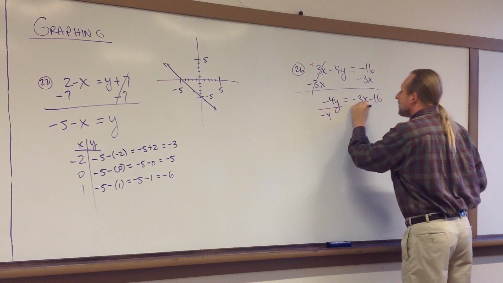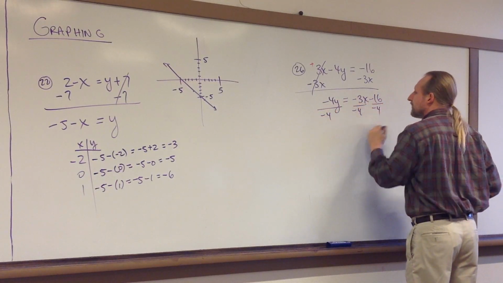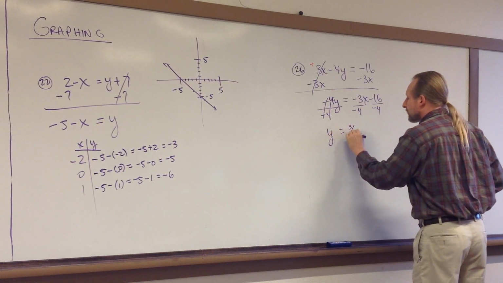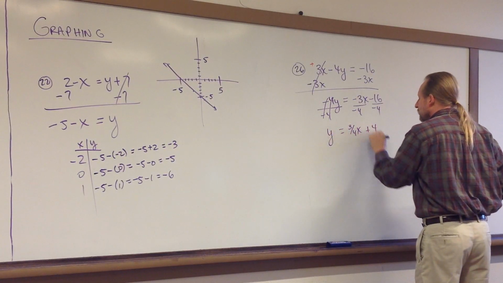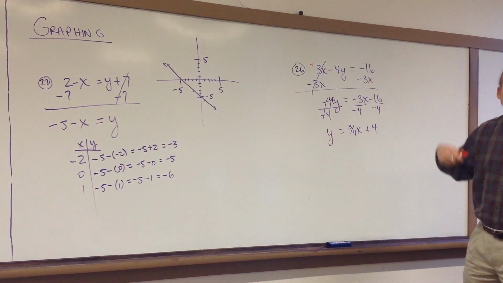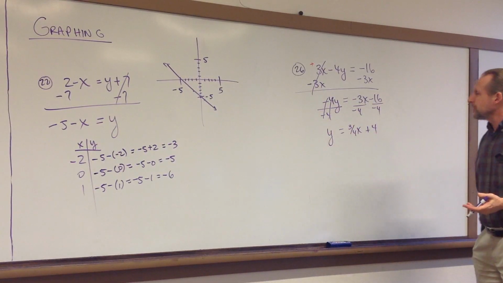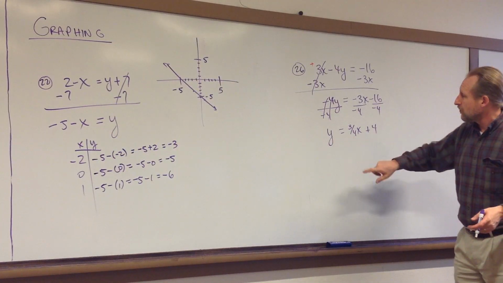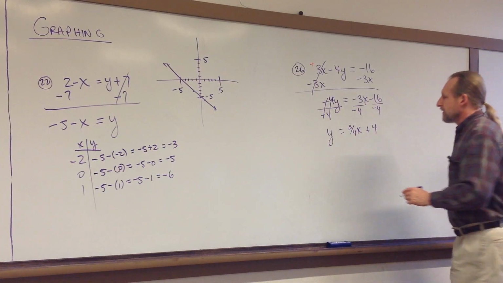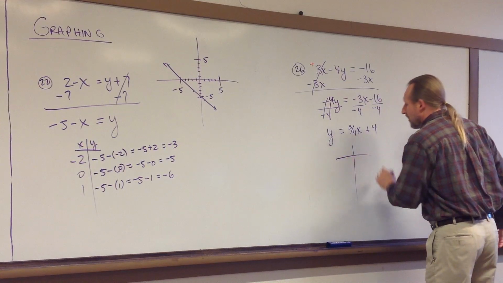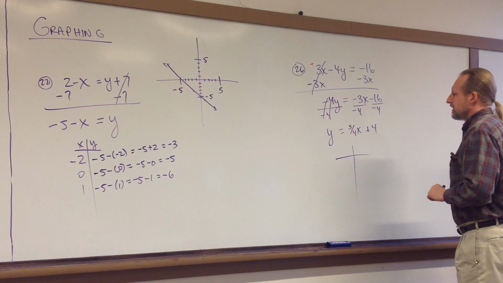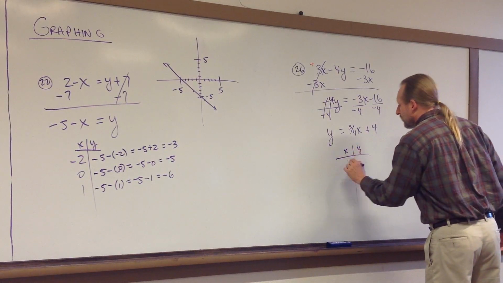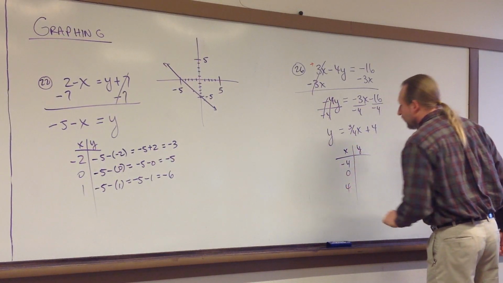And then we come in and we divide everything through by negative 4. So this will be 3/4 x plus 4. And if you want to call this 0.75, that's fine too. But remember that if you want whole numbers for your y coordinates, pick x coordinates that are multiples of 4. Let's see here. So what are we going to do? Let's just do negative 4, 0, and 4.